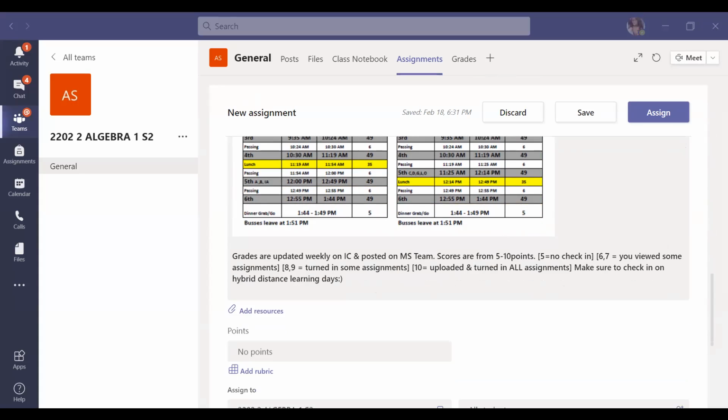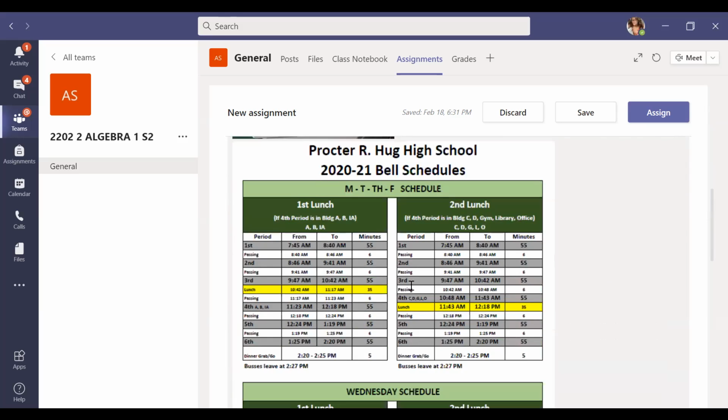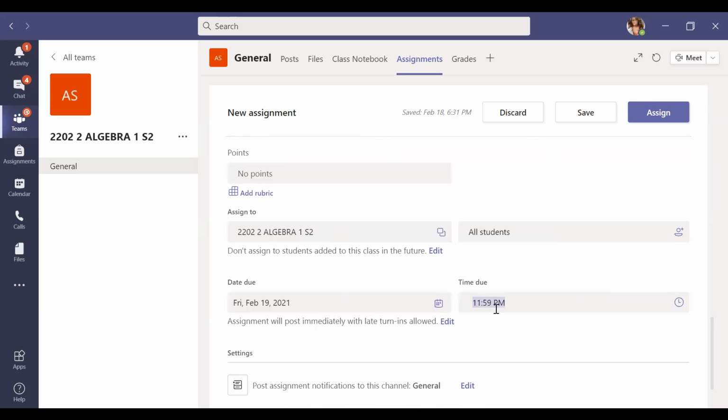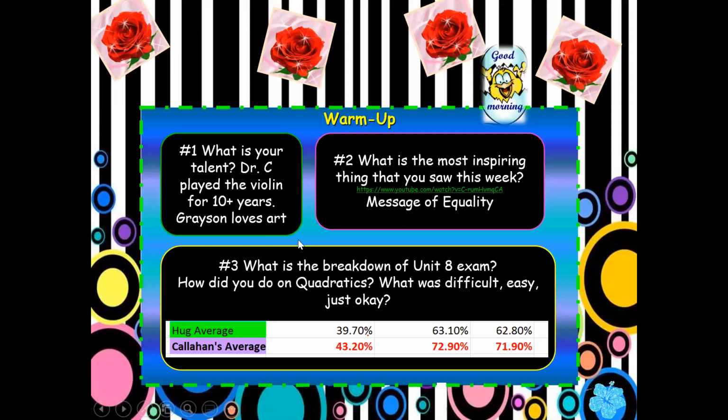Today, we're going to talk about the following topics. Our focus is going to be on graphing quadratics from factored form. And make sure that you upload your assignment by 3 p.m. on Fridays. I'm going to go ahead and sign that. All right, with that said, let's get started and proceed forward with this.